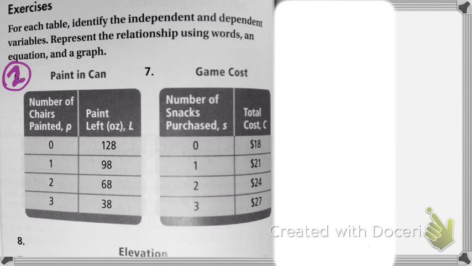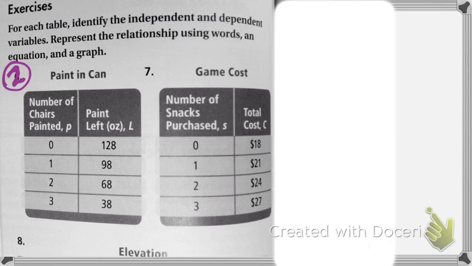Example 2. We want to label the independent and dependent variable first. And that's this example right here where we're talking about the paint in a can. So we're going to paint some chairs, and then we're going to measure how much paint is left. If we don't paint any chairs, we have 128 ounces left. If we paint one chair, we have 98. 2 chairs is 68, and 3 chairs is 38. So we're going to say, what is affecting the other variable?